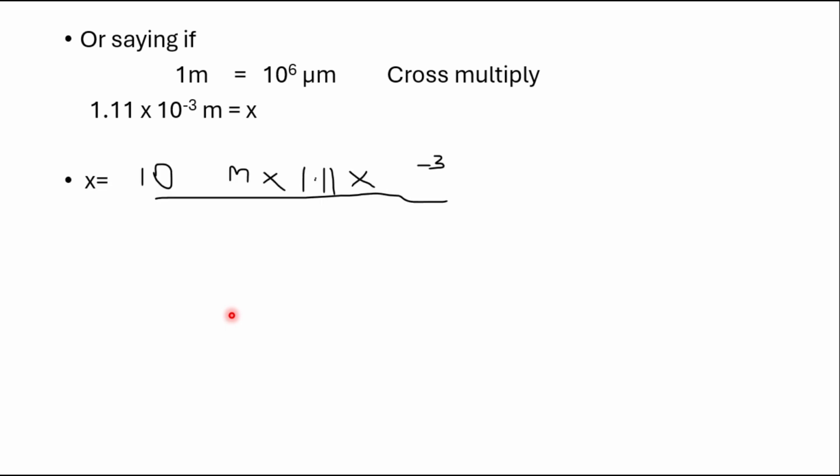This is another method that we can use to convert to micrometer, by doing a cross multiplication method. This cross multiplication method involves this: 1 meter equals 10 raised to power 6 micrometer, and 1.11 times 10 raised to power minus 3 meter is equal to x.